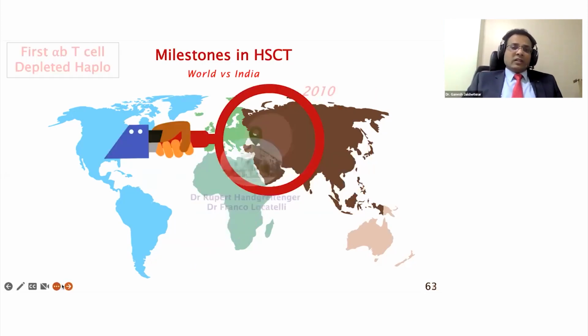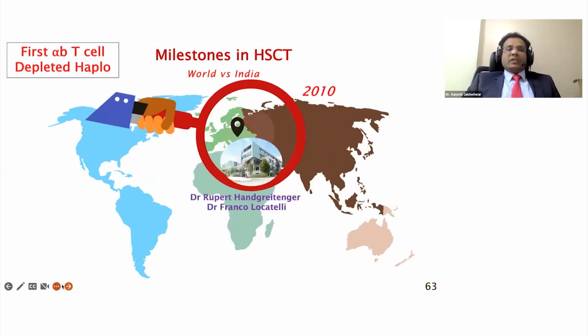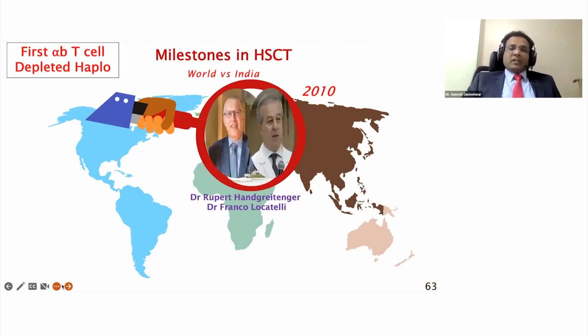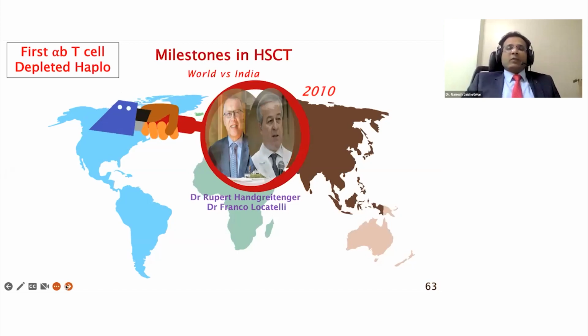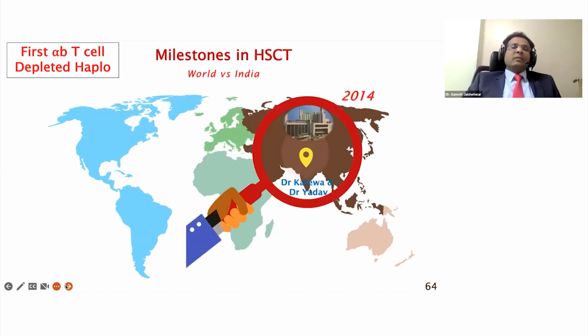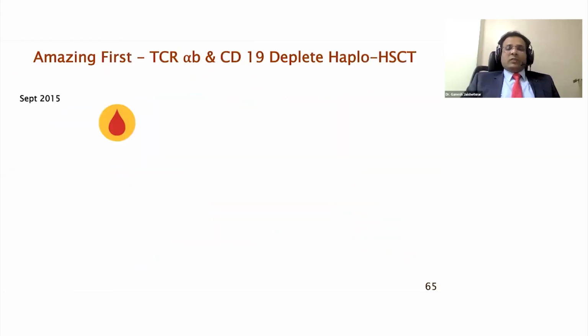Whereas the first T-depleted, so TCR alpha beta T-depleted haploidentical stem cell transplant was done in 2010 by Dr. Rupert Handgretinger and Franco Locatelli, respectively, in Germany and Italy, whereas the first T-depleted haploidentical stem cell transplant was done in India by Dr. Satyendra Katewa and Dr. Satya Yadav sir at Fortis Memorial Hospital, Delhi, in 2014. So this was just brief about milestones.